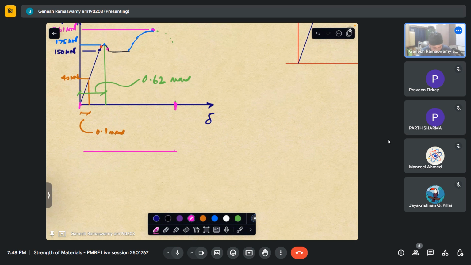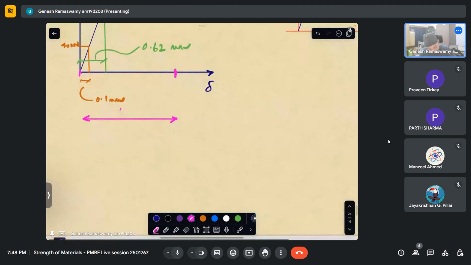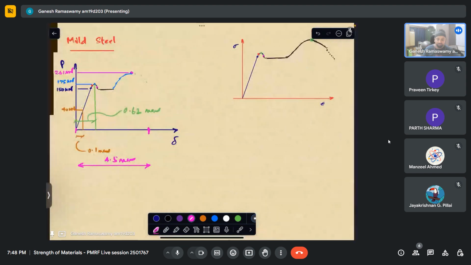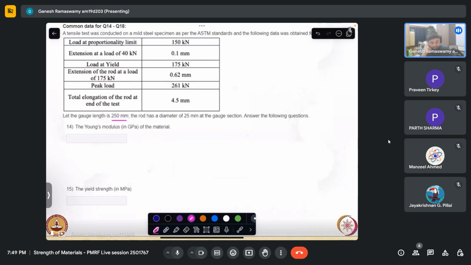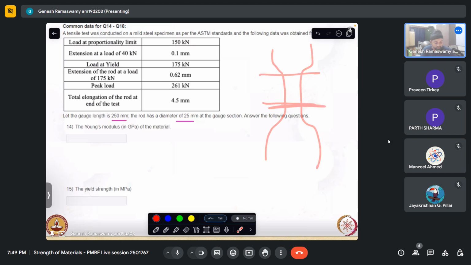So whatever they have given, we have related it to the curve. Fine. Let the gauge length be 250 mm. So a 250 mm, 25 centimeter long mild steel specimen was there, and then it extended by about 4.5 mm at breakage, and it had a diameter of 25 mm at the gauge section. What does the gauge section mean? We will generally have our specimen like that because we want the failure to happen in this zone, not at the grips. So this will be a little bit reduced. This is what the gauge section is. This is my gauge length.